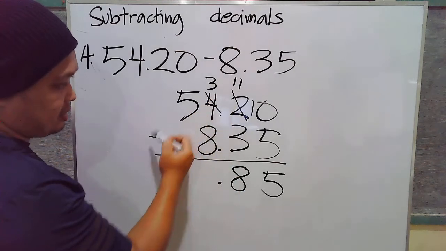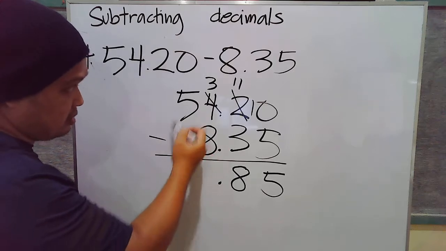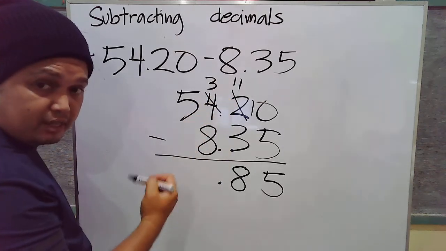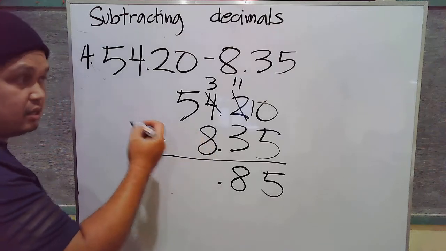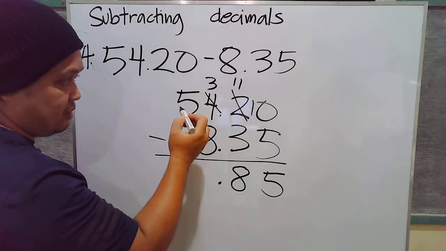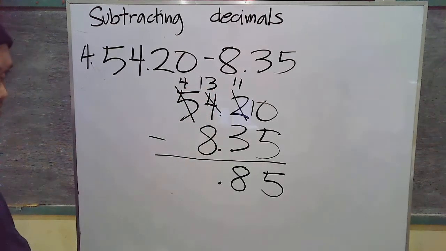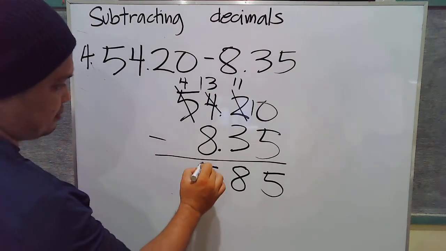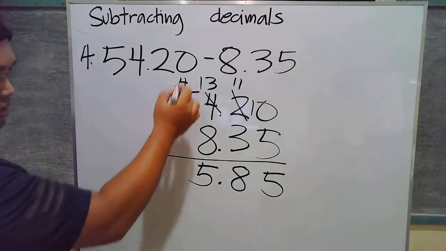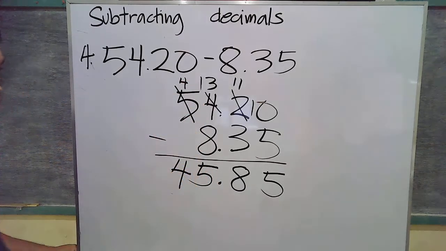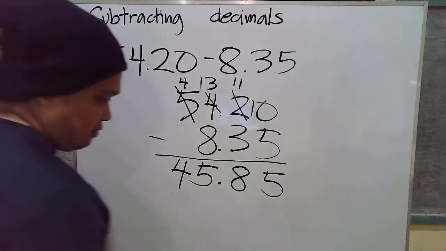Now 3 minus 8 cannot be, because 8 is greater than 3. So the same procedure, just borrow 1 from the next digit. So 3 here is going to borrow 1 from 5. 5 will become 4, while 3 will become 13. Okay? So 13 minus 8 is 5. And bring down 4. Okay? So therefore our final answer is 45.85. Okay? So let's have another example.